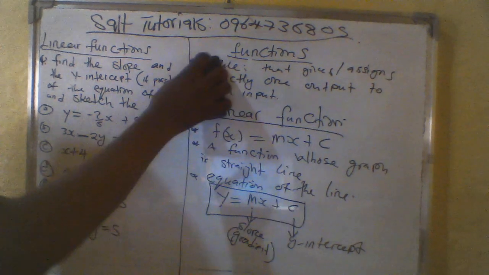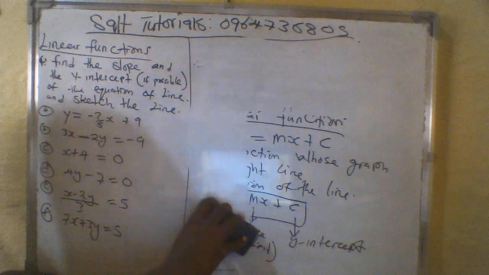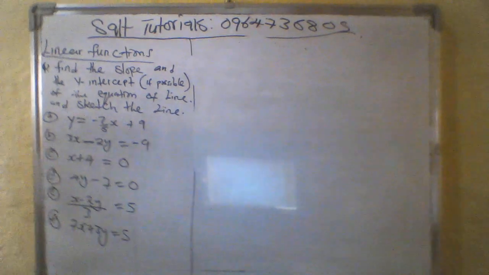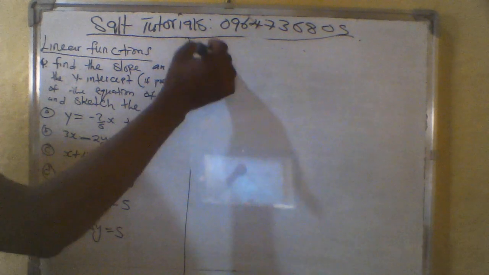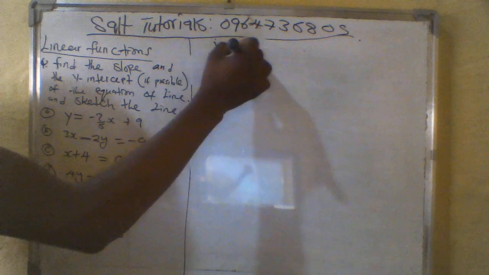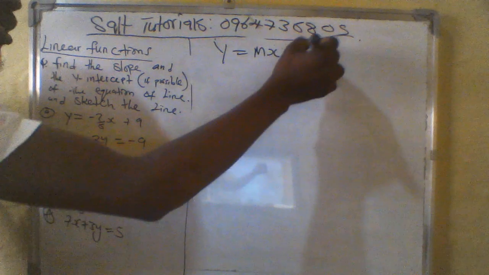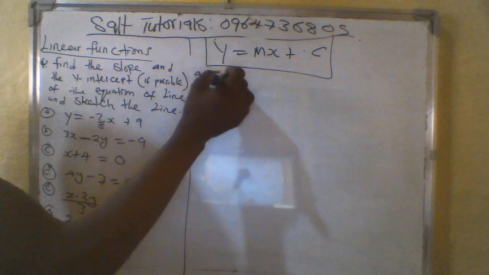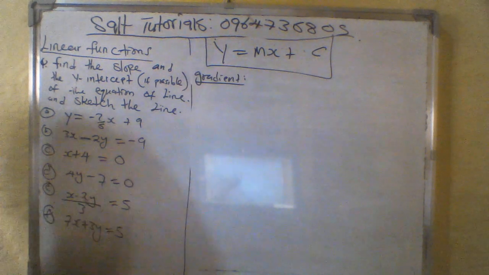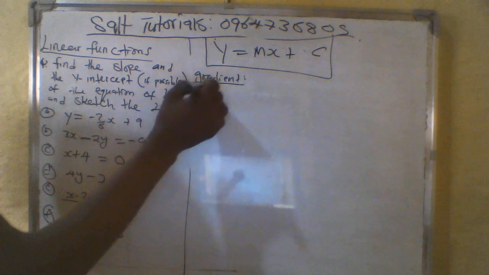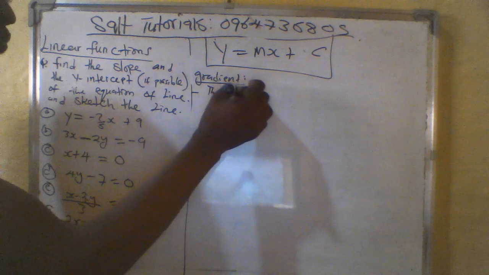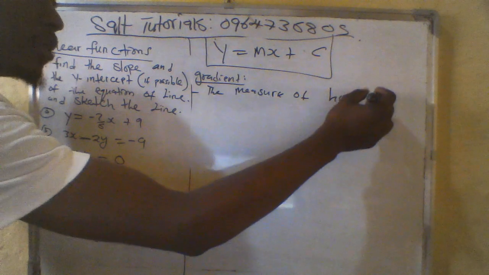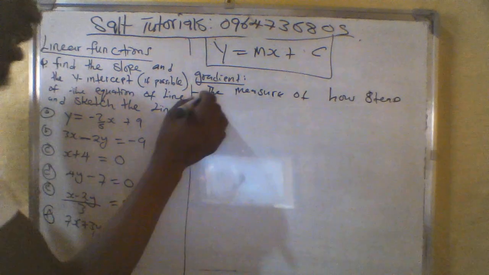So now let's try to break it down and look at the same equation of the line itself. So we have that y equals mx plus c is my equation of the line. So we're talking about the aspect of the gradient. What is the gradient here? We're simply saying that the gradient is basically the measure of how steep the line is.